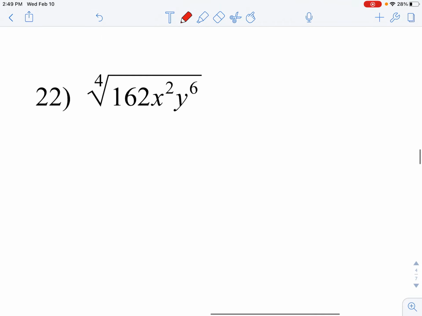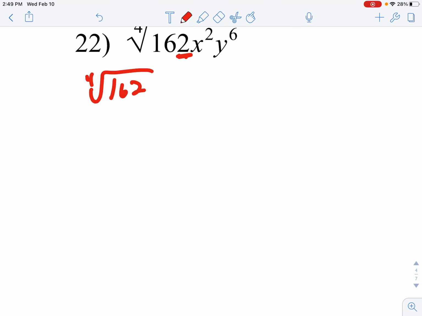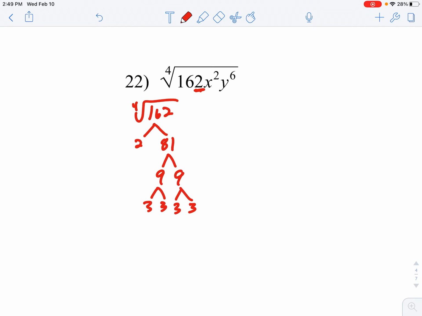Let's go with 22. So we're doing the 4th root of 162. I love even numbers because I know I can start my factor tree out with a 2. 162 divided by 2 is 81. 81 is 9 times 9. And these are 3 times 3 and 3 times 3.